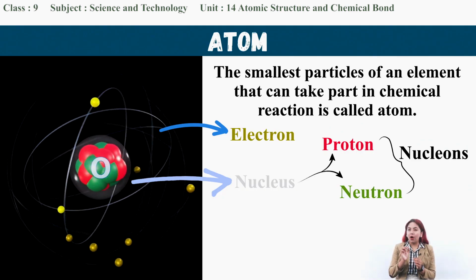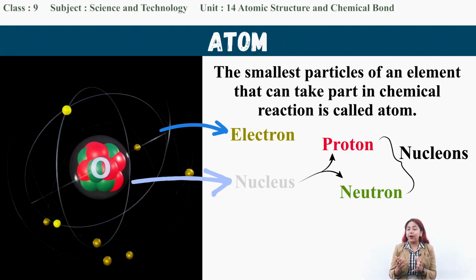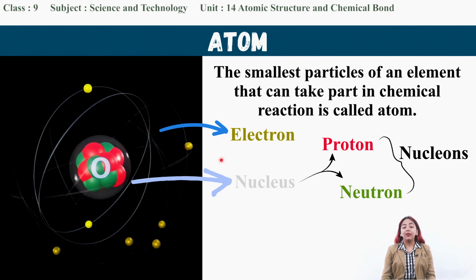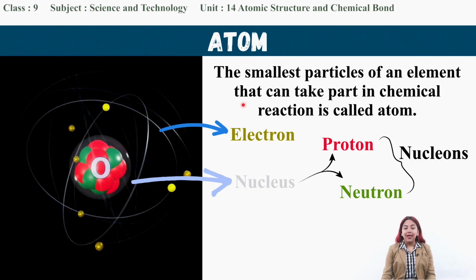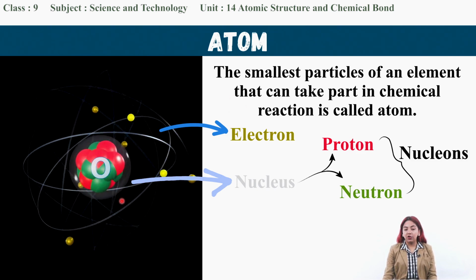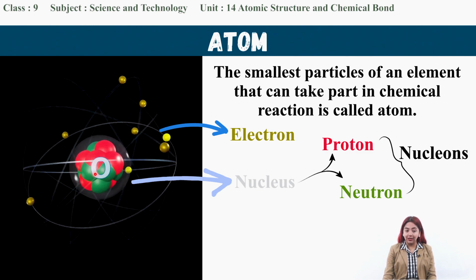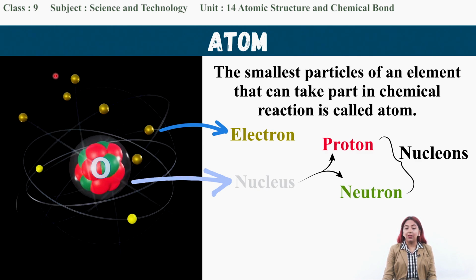An atom is the smallest particle of an element that can take part in a chemical reaction. In this figure, you can see the atom of oxygen. There is a nucleus, represented by this gray circle, in which the protons and the neutrons reside, and the electrons are revolving around the nucleus at a certain speed. The proton and neutron are collectively known as the nucleons. The electron, the proton and the neutron present inside the atom are known as the subatomic particles.